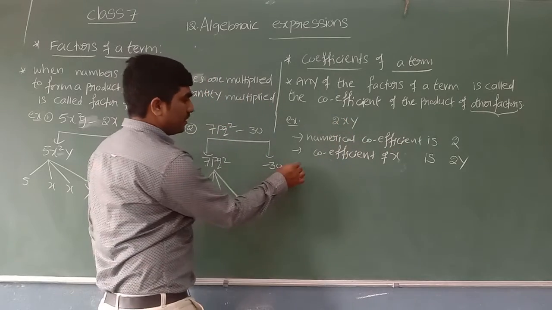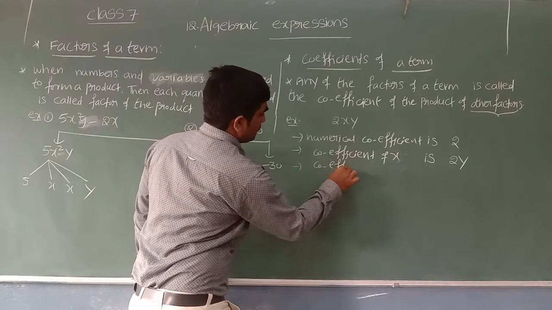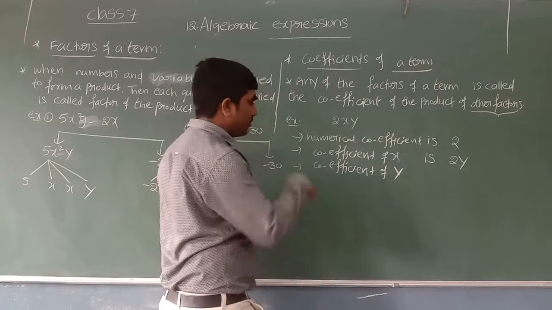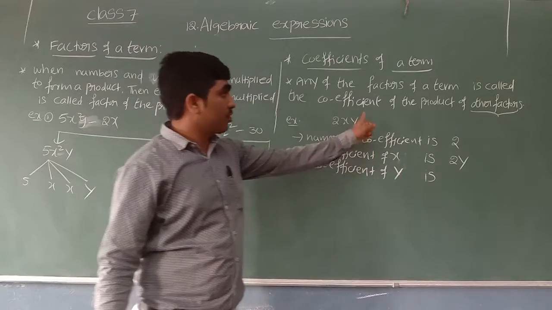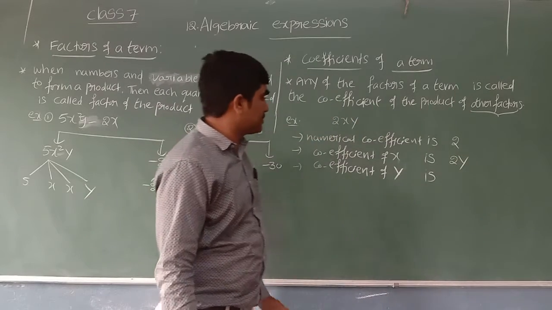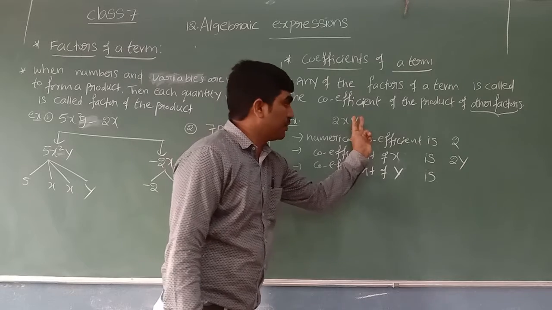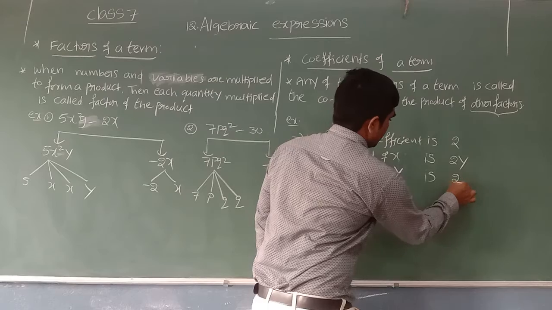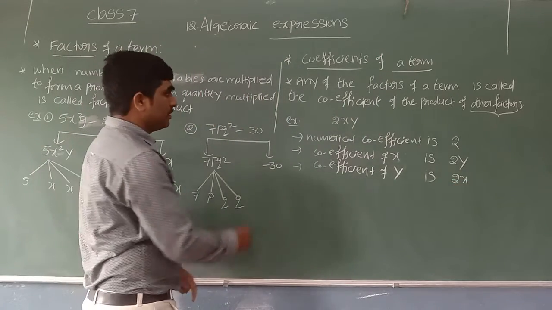Hope it is clear. Suppose if I ask you what the coefficient of y is, how can you find the coefficient of y? The coefficient of y is the product of other factors, meaning excluding this y we can take the remaining terms. Other factors are 2x. y is the coefficient of 2x. That is the way you can write the factors of each term.